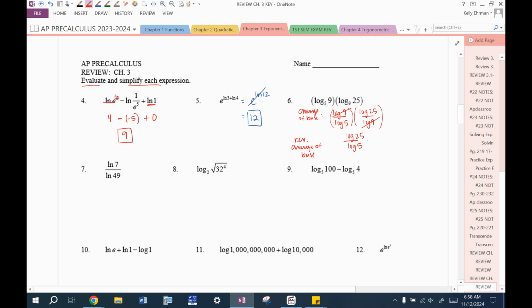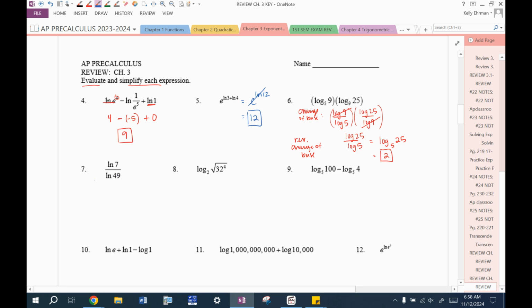What do I mean by that? I can't reduce 25 over 5. I can't cancel the word log, but I can make this log base 5 of 25. That's change of base, just going backwards. And that answer is 2 because 5 squared is 25.